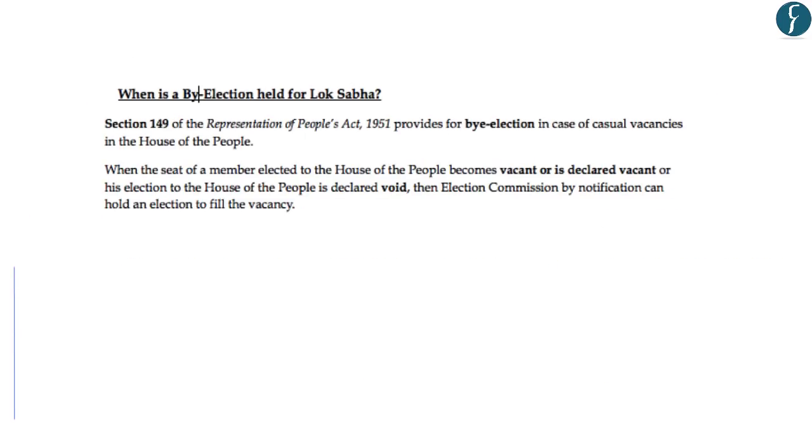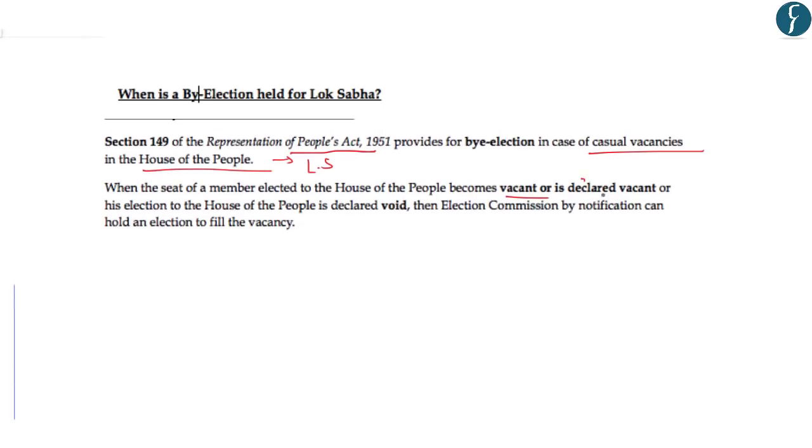Section 149 of the Representation of Peoples Act 1951 provides for by-elections in case of casual vacancies in the House of People, that is Lok Sabha. It says when the seat of a member elected to the House of People becomes vacant or is declared vacant, or his election to the House of People is declared void, then the Election Commission by notification can hold an election to fill the vacancy for such a seat.